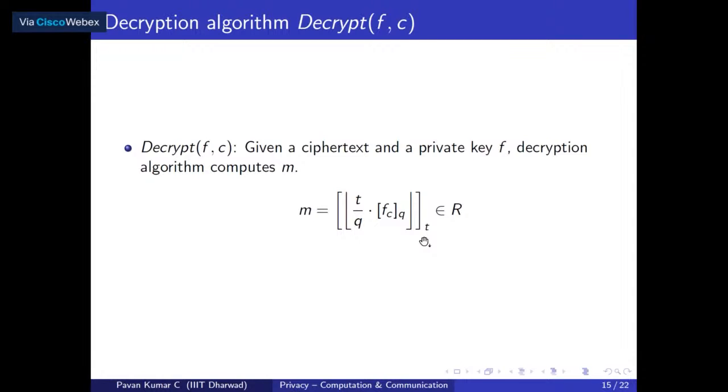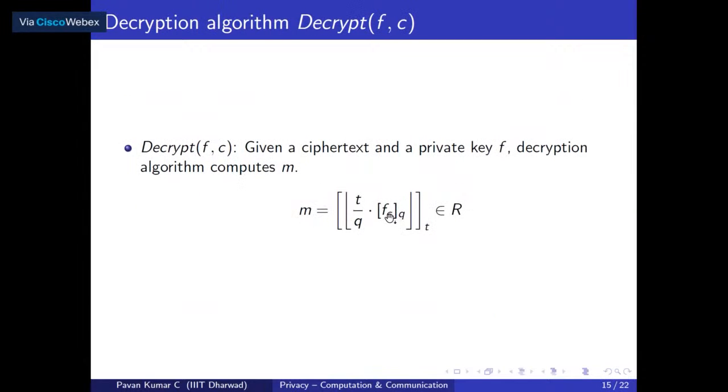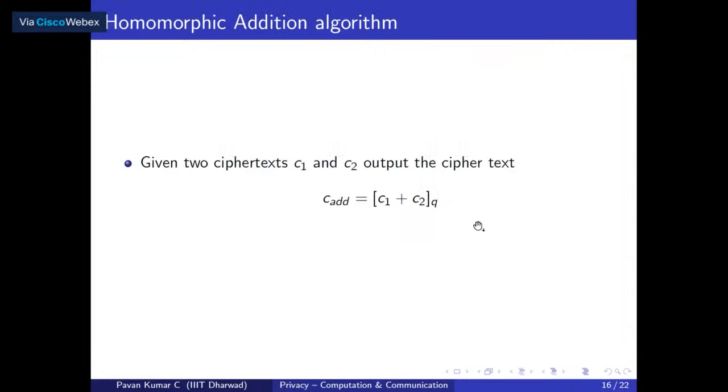Similarly, the decryption algorithm can be given something like this. Like any other decryption algorithm, it takes a ciphertext and a private key and computes the plaintext message. So you take the ciphertext and the key, which is given here as f. On the ciphertext, you operate with the private or secret key, and then you get back the original message that also belongs to the ring.